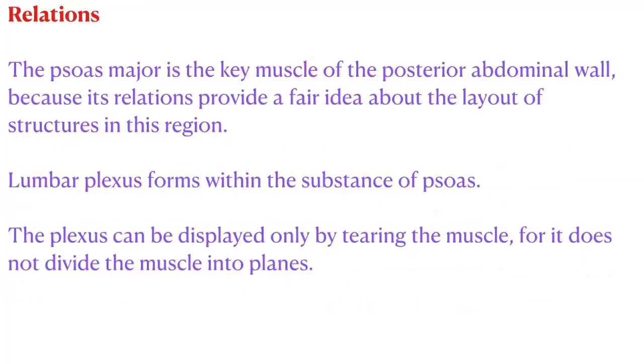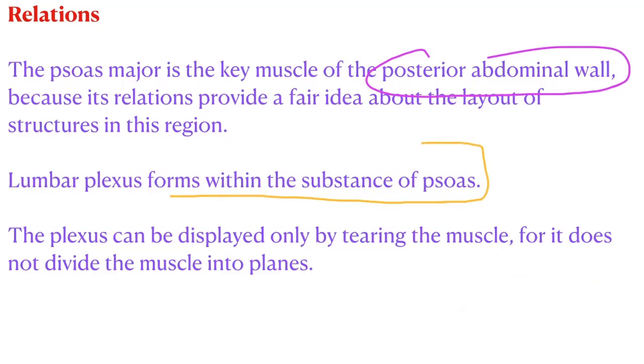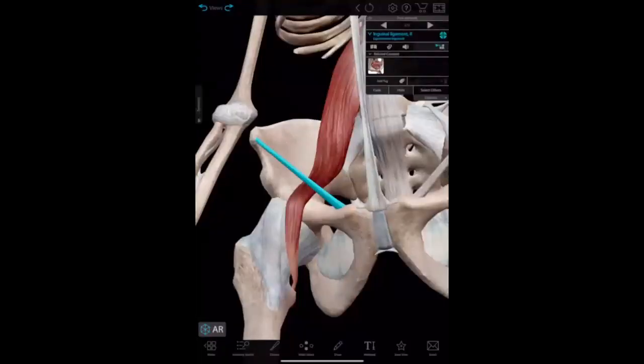Coming to the relations. The psoas major is the key muscle of the posterior abdominal wall because its relations provide a fair idea about the layout of the structures in the region. Lumbar plexus forms within the substance of the psoas. You have to remember this. Lumbar plexus.